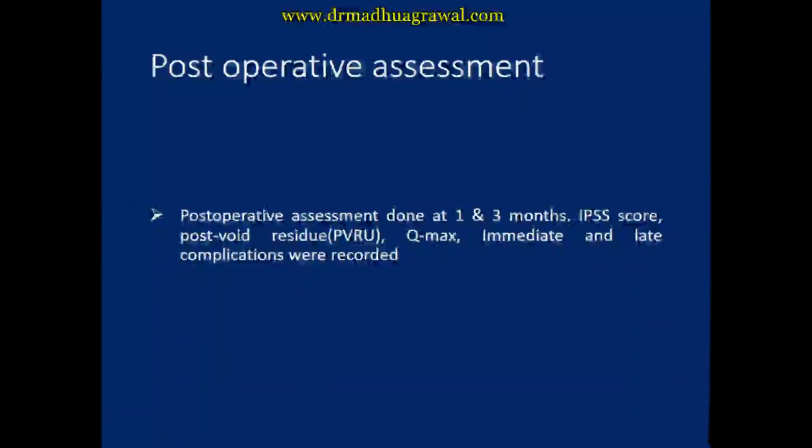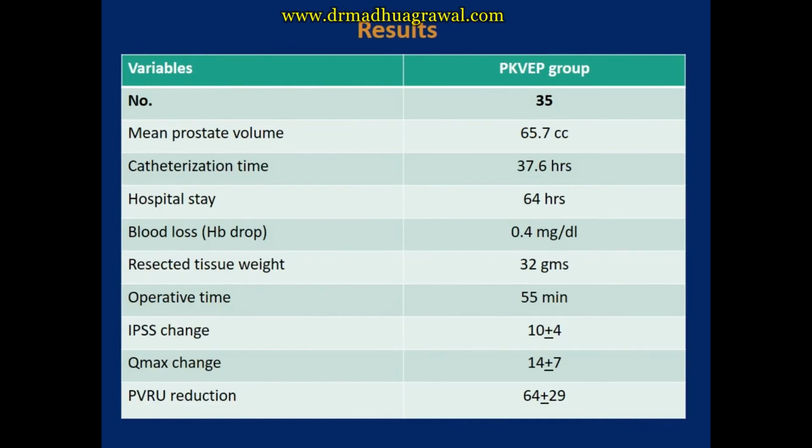We recorded a mean prostate volume of 65.7 cc, with mean operative time of 55 minutes and mean catheterization time of 37.6 hours. We had good outcomes in terms of IPSS change, post-void urine reduction, and change in Qmax.